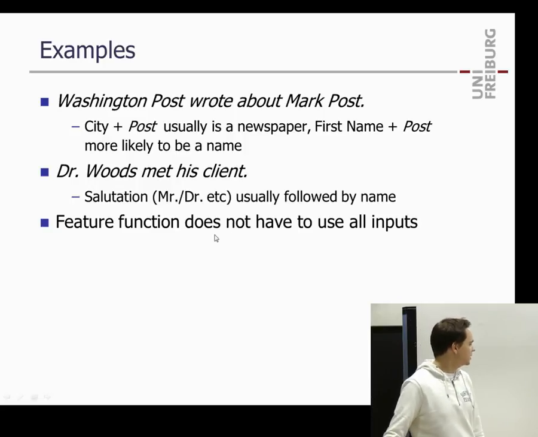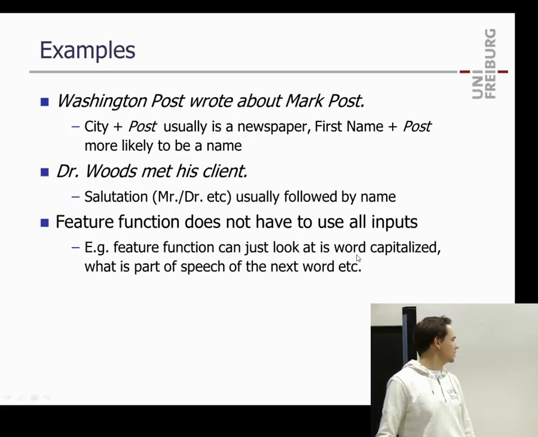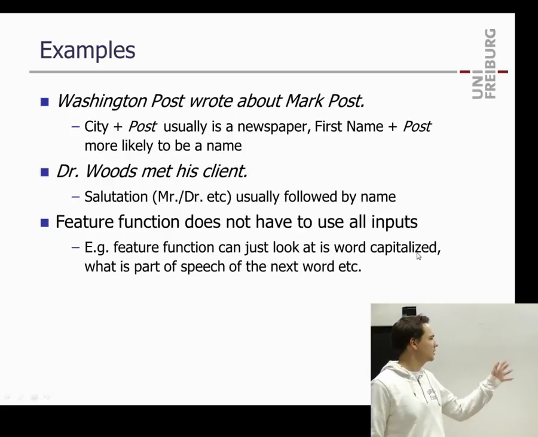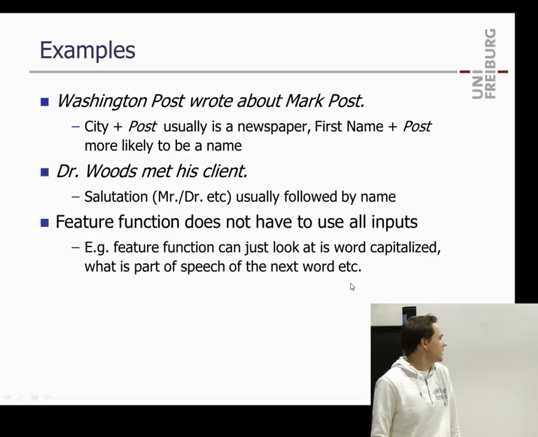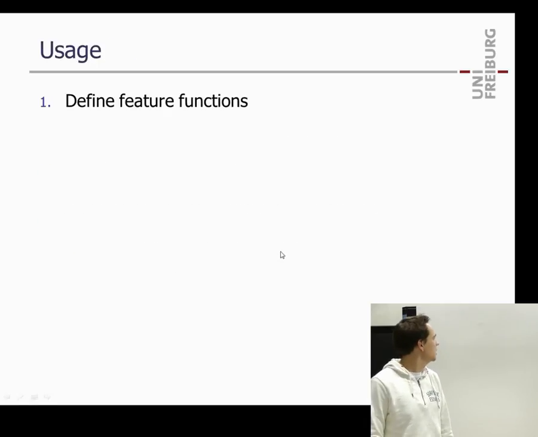A feature function does not have to use all the inputs. So it can just look at what we did before. It can look just at whether the word is capitalized without looking at any classes around it, and can look at what the part of speech of the next word is, for example, is it a verb or noun or whatever. It can just look at part of the inputs.